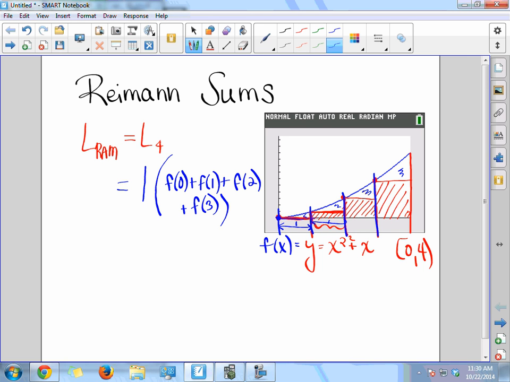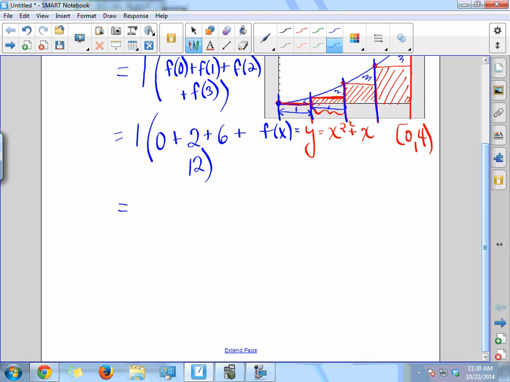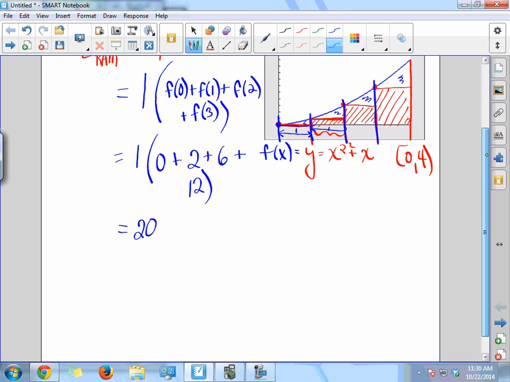So f of 0 is going to be 0, just plugging into my function. F of 1 is going to be 2. F of 2 is going to be 6. F of 3 is going to be 9 plus 3, which would be 12. And so I would take all these things and add them together. That's 18 and 2, so that would be 20. So this left approximation would give me an area of 20 units under the curve.